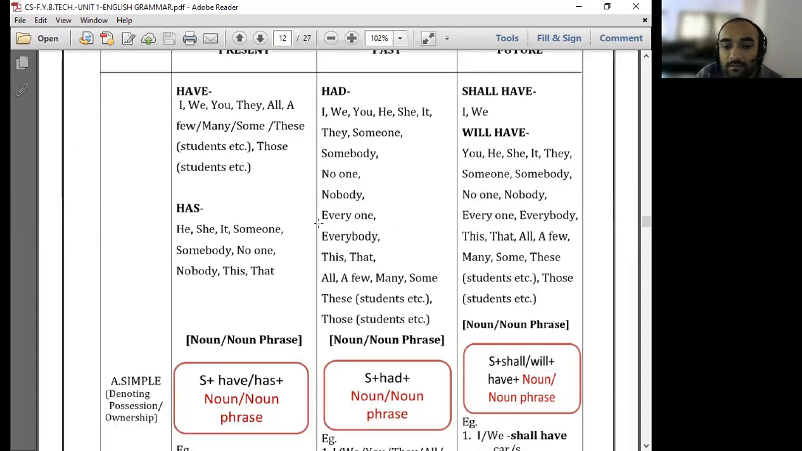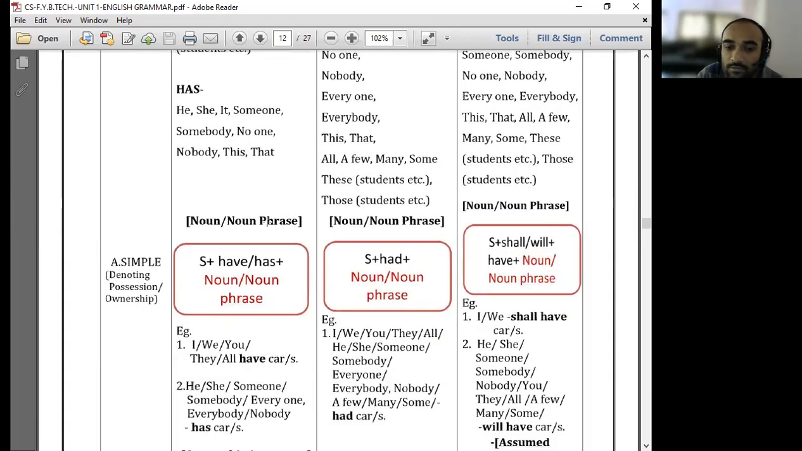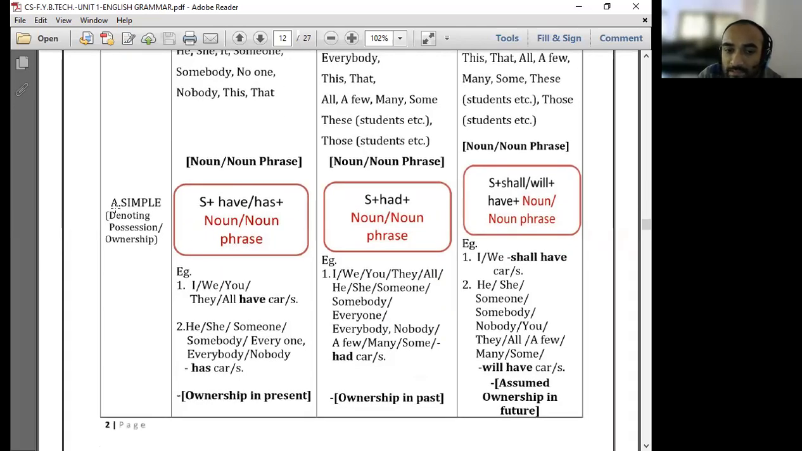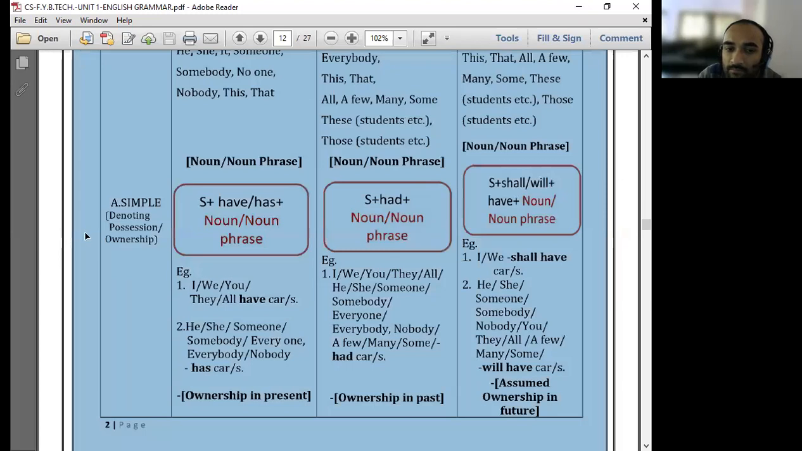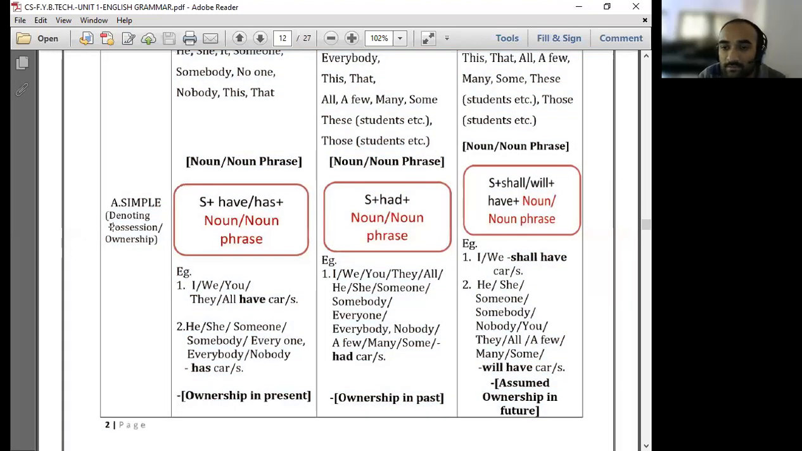And it also is used after noun or noun phrase. Noun, नाम किंवा noun phrase नंतर आपण have वापरतो for denoting possession or ownership. The structure is subject plus have or has plus noun or noun phrase.